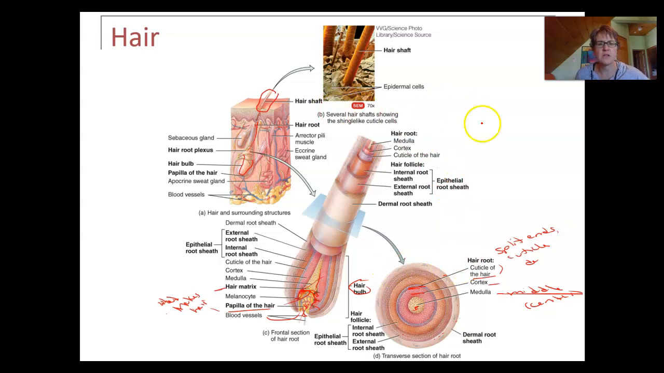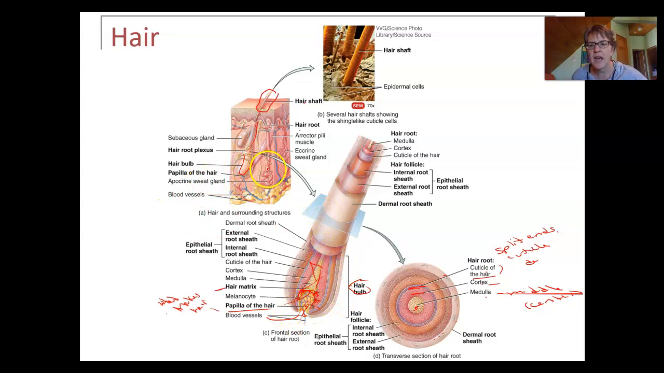So of the hair itself, I have the shaft, I have the root, I have the 3 parts to it, the cuticle, the cortex, the medulla, and then the base of the hair at the hair bulb, I have the hair matrix containing actively dividing cells, and I have the melanocytes adding the pigment to it. And then I have this little swelling of the papilla where I will have blood vessels.